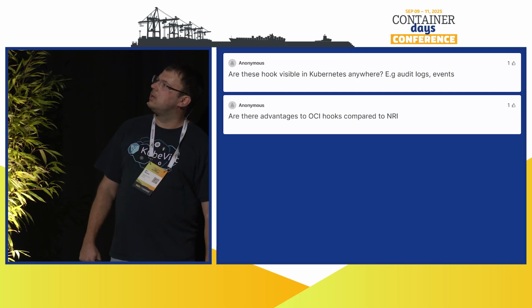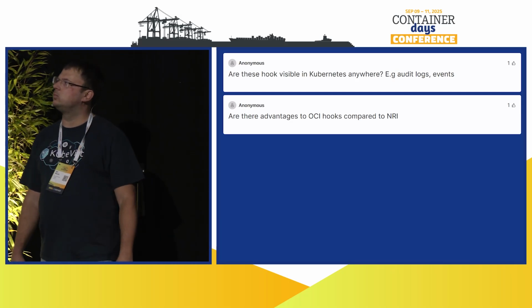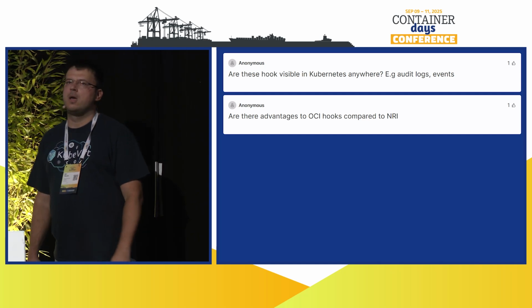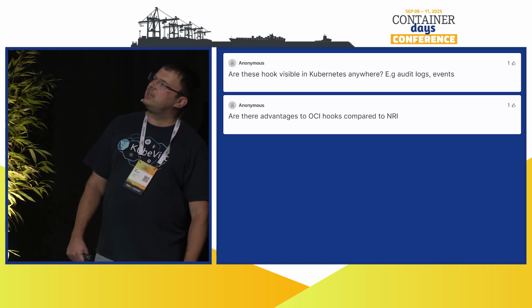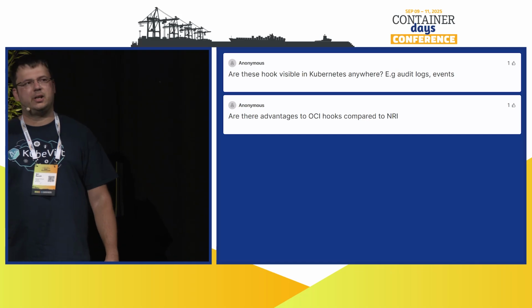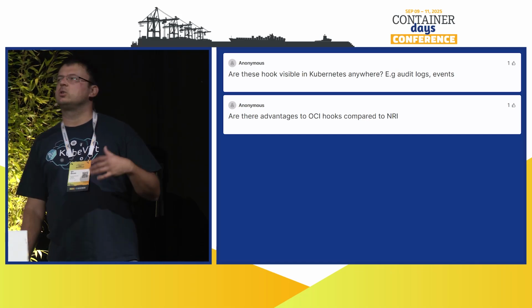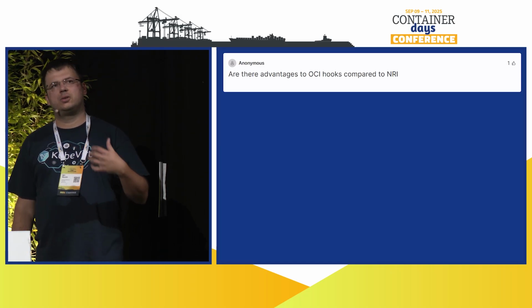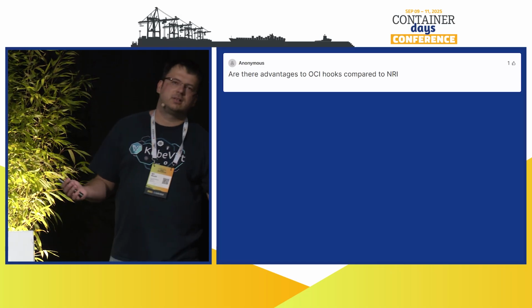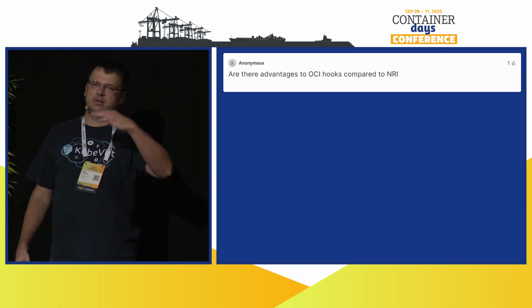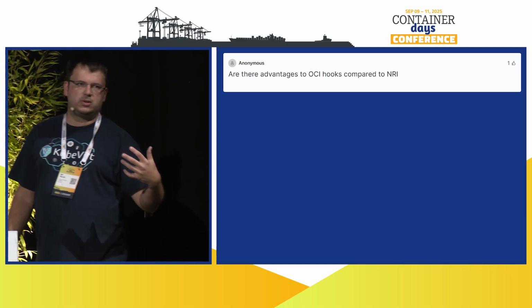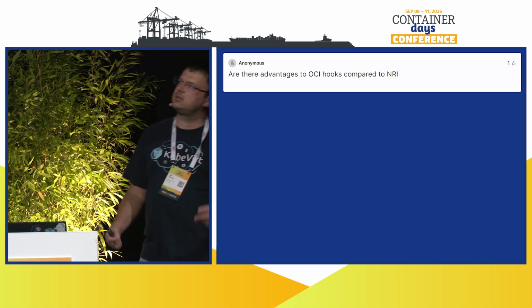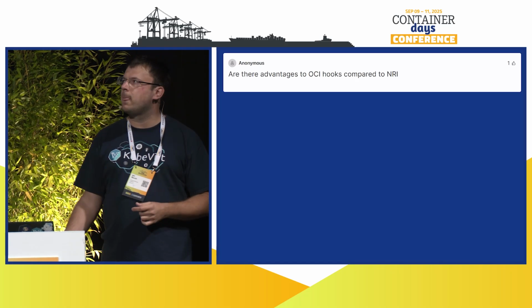The second question is, are there advantages to OCI hooks compared to NRI? Basically, OCI hooks were created before NRI, and they work on the container runtime level. So the only advantage is that if you don't have that layering on top, and you need to hook to the container lifecycle, and you don't have the ability to hook from the upper layers, this is the only way to do that.